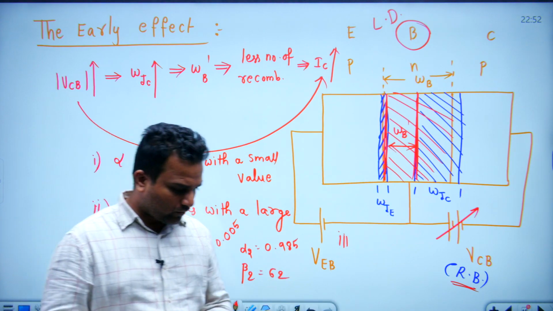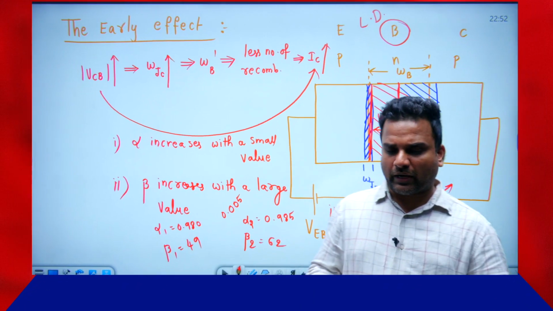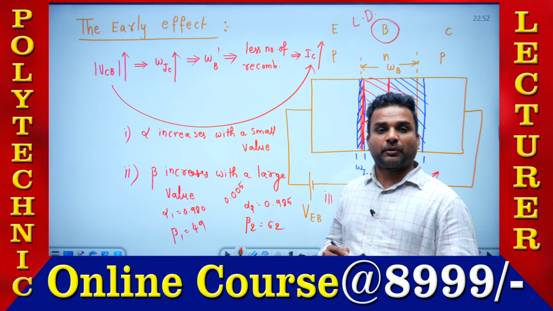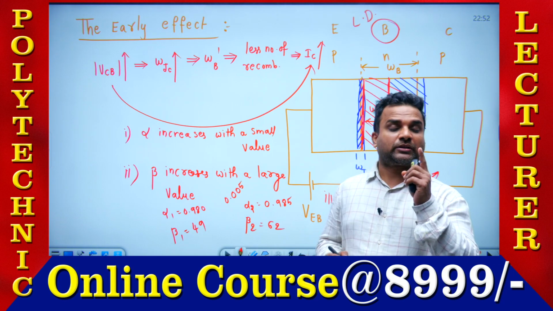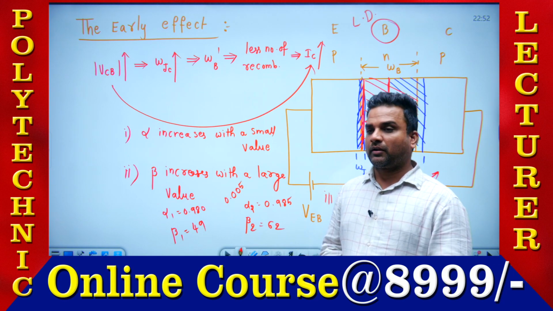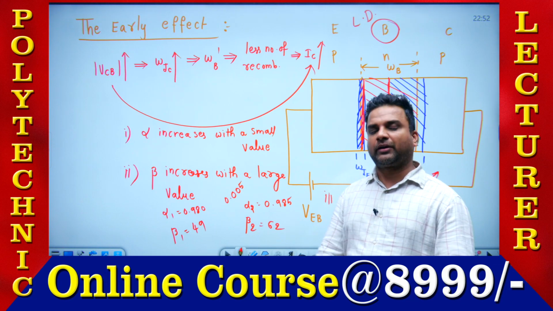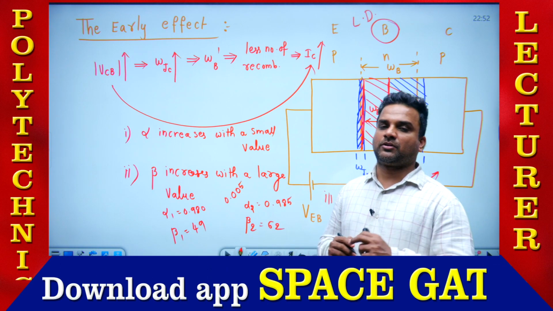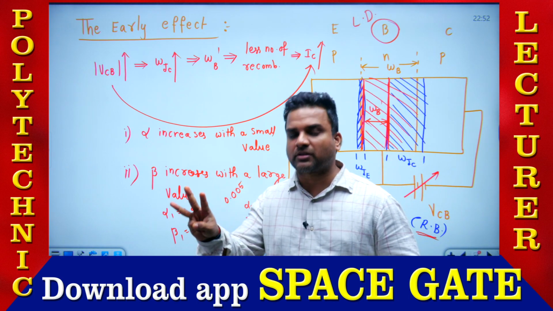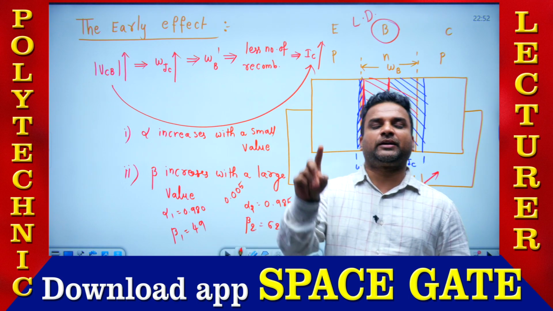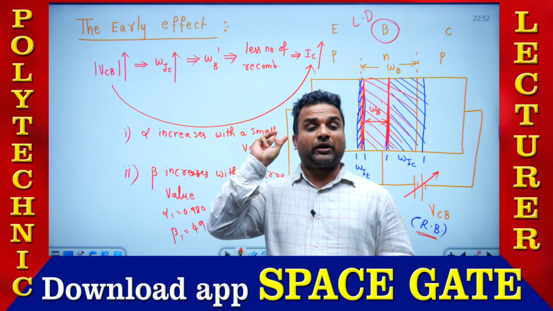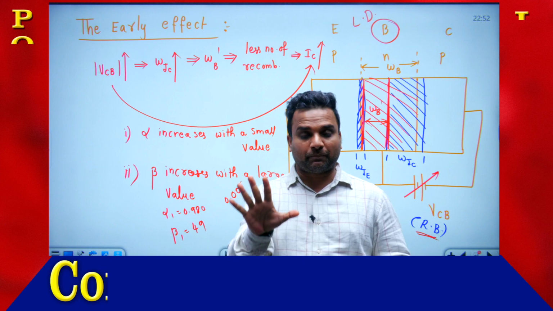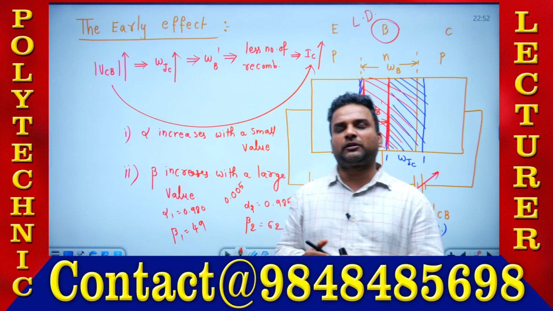Got it? Now guys, if you want to conclude, we can say it's the Early effect proposed by James Early. It is also called effective base width modulation. Because of the Early effect, the collector current increases because of fewer recombinations. It has three consequences: alpha increases with a small value, beta increases with a large value, and for a large value of VCB there may be punch-through effect. Be careful. This is the point guys.